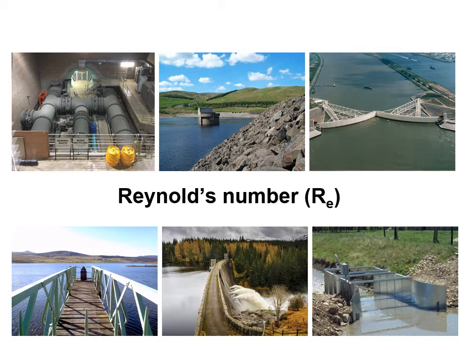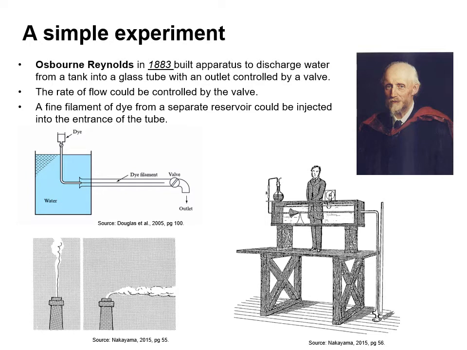So let's now have a look at the Reynolds number and what that means. In 1883, Osborne Reynolds built apparatus to discharge water from a tank into a glass tube with an outlet controlled by a valve. A very simple experiment, but fundamentally important to the subject of fluid mechanics. The rate of flow could be controlled by the valve. A fine filament of dye from a separate reservoir could be injected into the entrance of the tube.